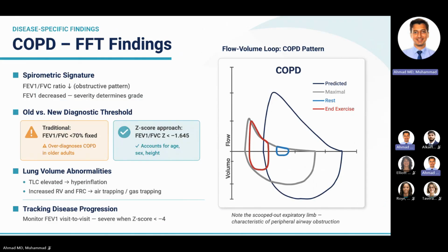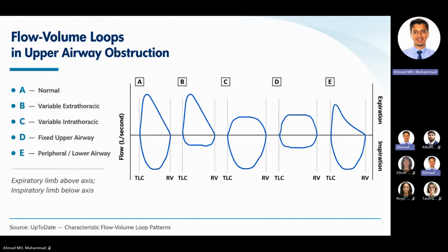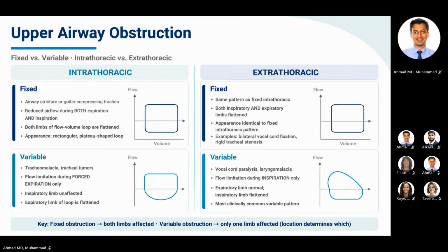In COPD, pulmonary function tests are useful in determining the severity of their lung disease. The lung volumes are important in determining hyperinflation. An increase in residual volume and functional residual capacity also helps you in telling if they have coexisting gas trapping. It helps in tracking disease progression. Here are the examples of flow volume loops, which I talked to you about earlier.